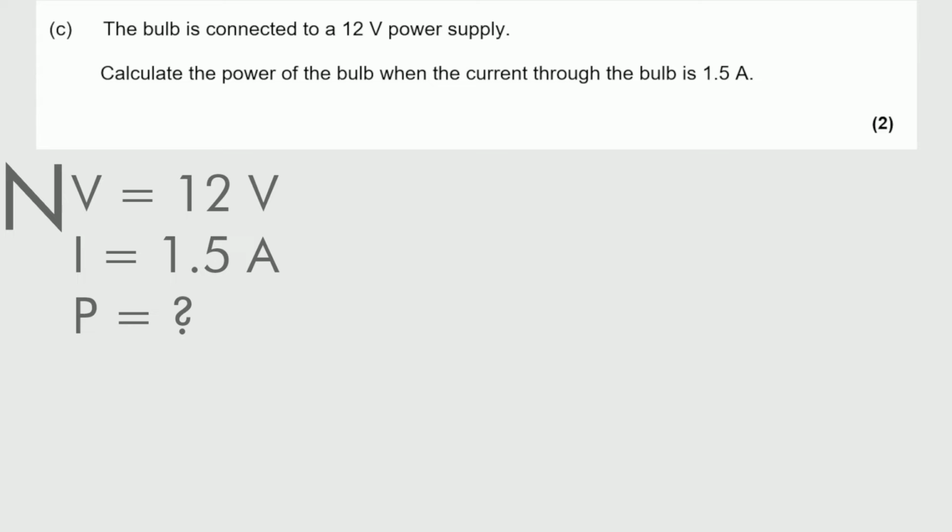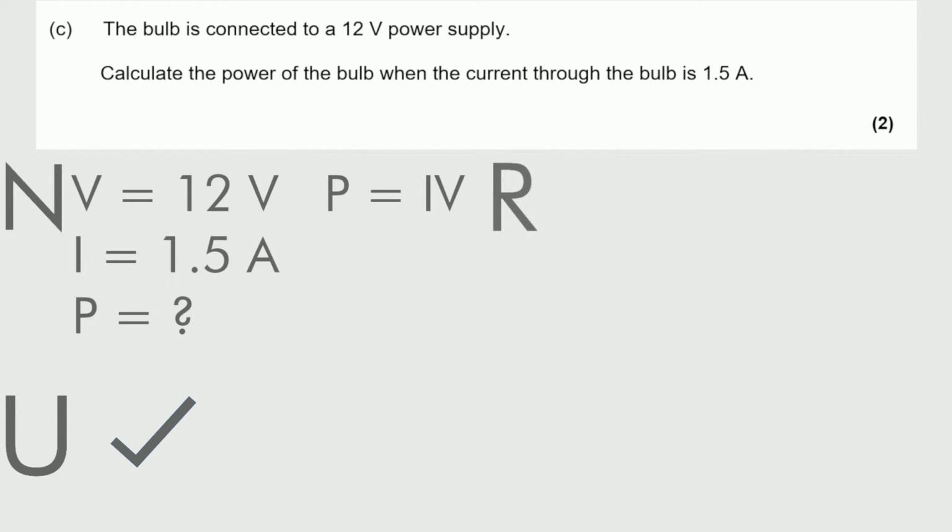We know that the potential difference across the bulb is 12 volts and the current through it is 1.5 amps. We've been asked to calculate the power, so let's add that to the list. Now we need to identify an equation linking P, I and V, which leads us to P equals I times V. Next, we need to check the units. The standard unit for potential difference is volts, which is what we have. For current, it's amps, and again, that is what we've been given. No units need converting this time, so we can tick off the units step.